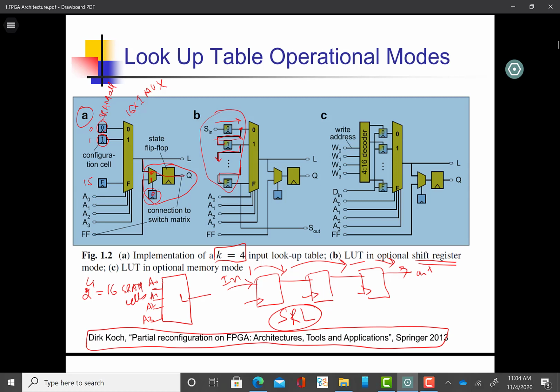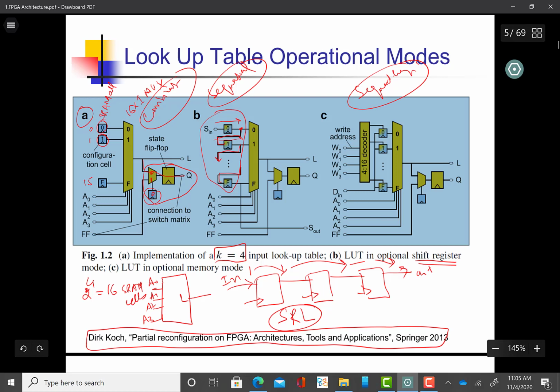Okay. The other functionality, the third functionality, so this one was combinational logic, this is sequential logic, and this is again a sequential logic. Okay, so these are three different kinds of applications of the same circuit. So the third application is what is called LUT RAM.